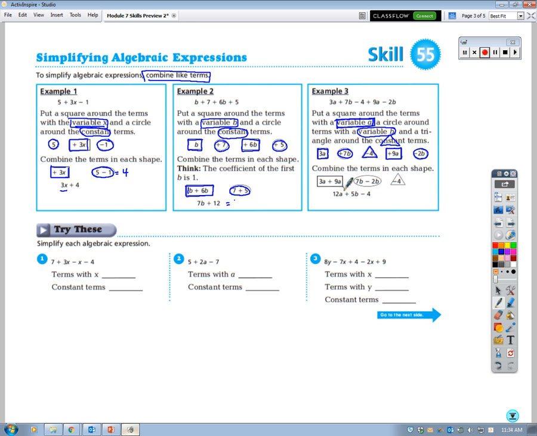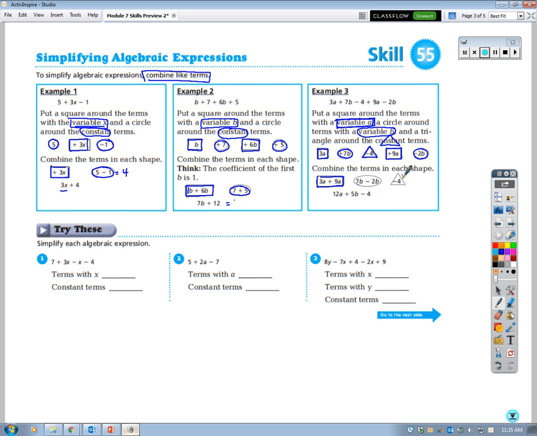Now we're going to combine our like terms. So we combine our squares. We've got positive 3a plus 9a. That gives us 12a's, right? We've got positive 7b minus 2b. So 7b minus 2b would be 5b.